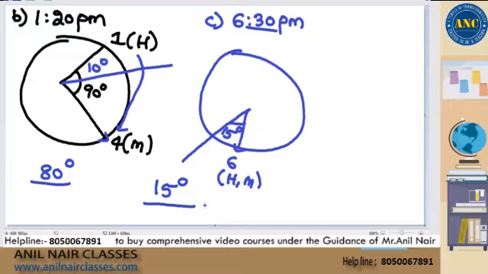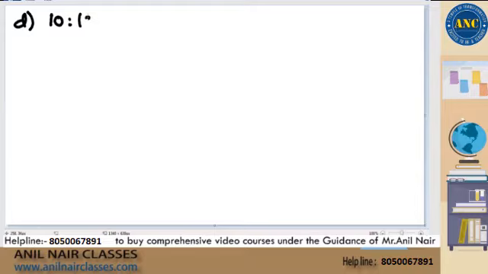This is 6:30 p.m. Question D. Now see here, beta. Question D is 10:10 p.m. Question E is 2:50 p.m. 10:10 p.m. and 2:50 p.m.